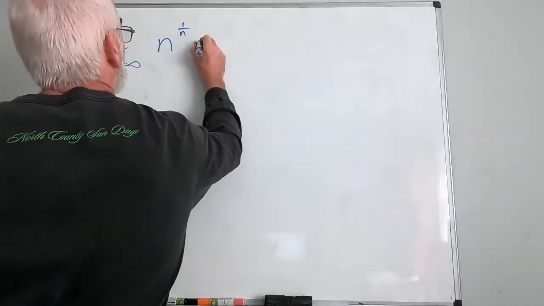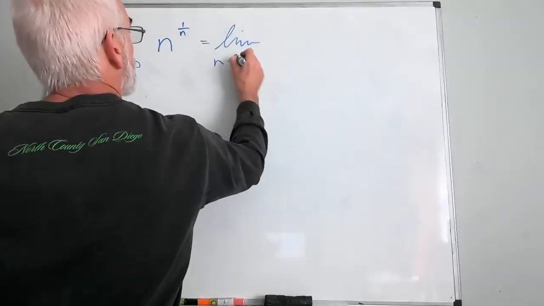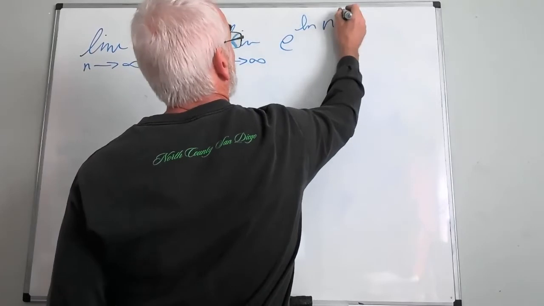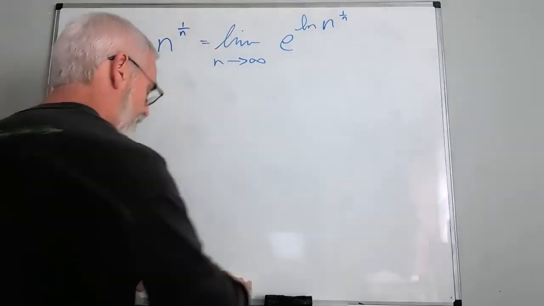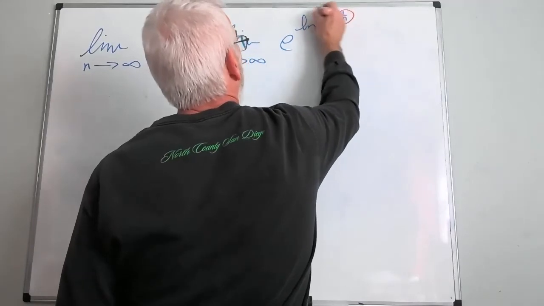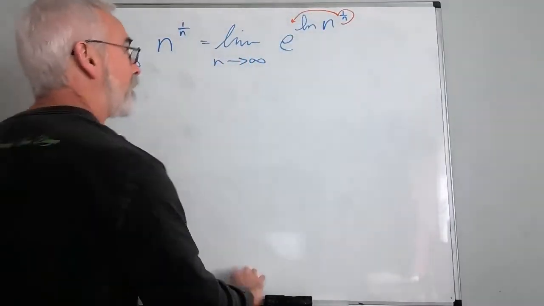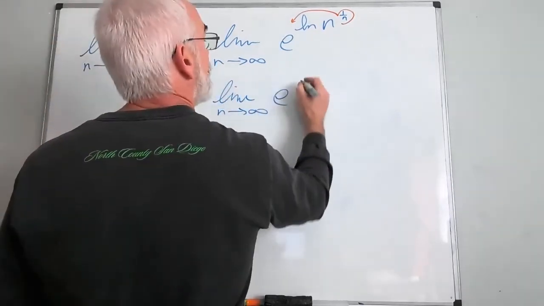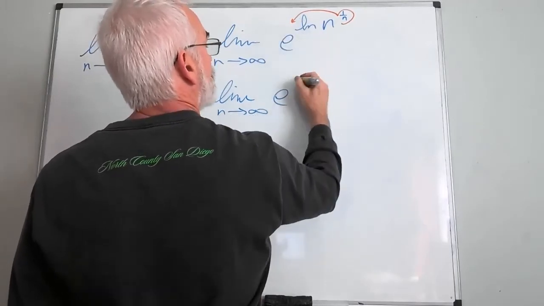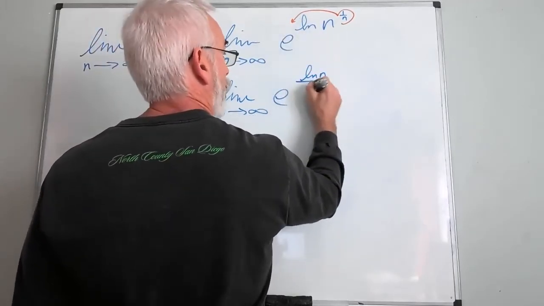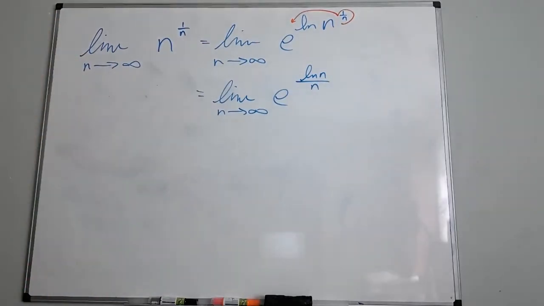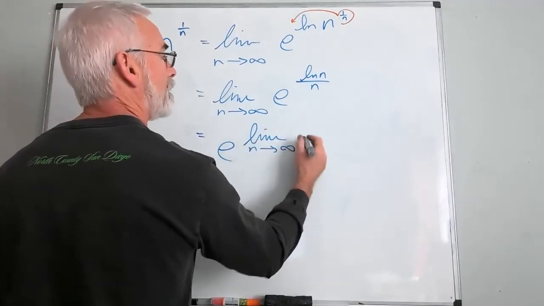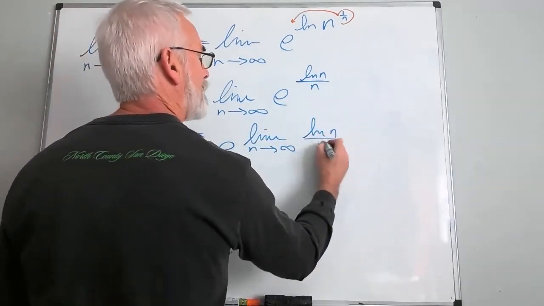So if I do this as e to the log of n to the 1 over n, you know what happens. That comes in front. This becomes e to the 1 over n log n. Isn't that just log n over n? I brought the 1 over n in front. So last step is e raised to the limit, and we've done this before, of log n over n.